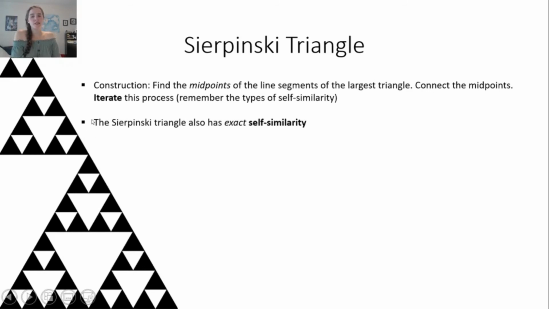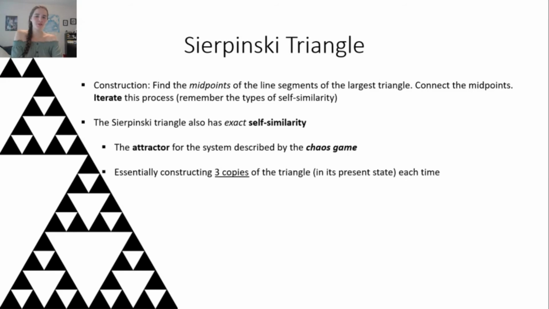Like I said, the Sierpinski triangle also has exact self-similarity. The attractor for the system described by the chaos game is the Sierpinski triangle. And if you don't know what I'm talking about, watch part 2. Part 2 explains it. So we're essentially constructing 3 copies of the triangle in its present state each time.